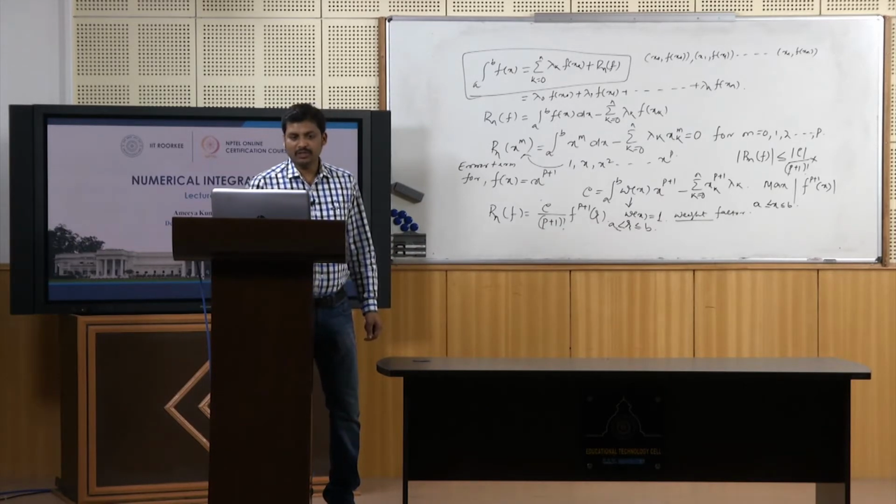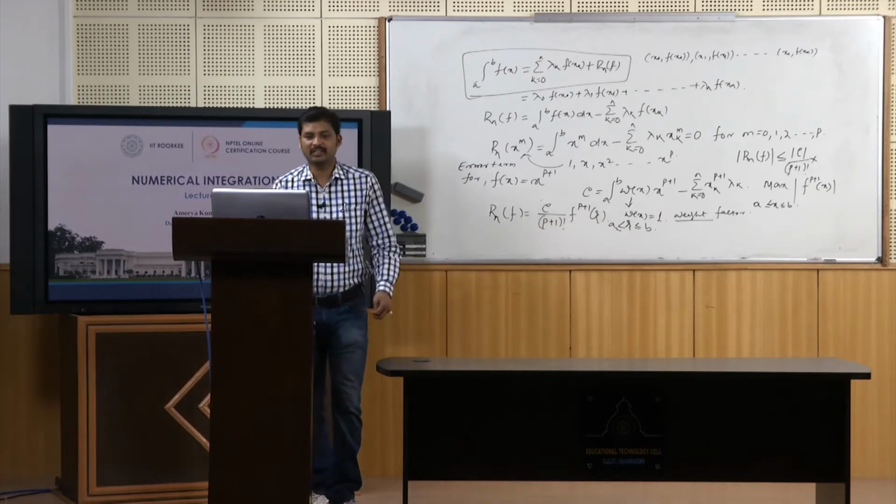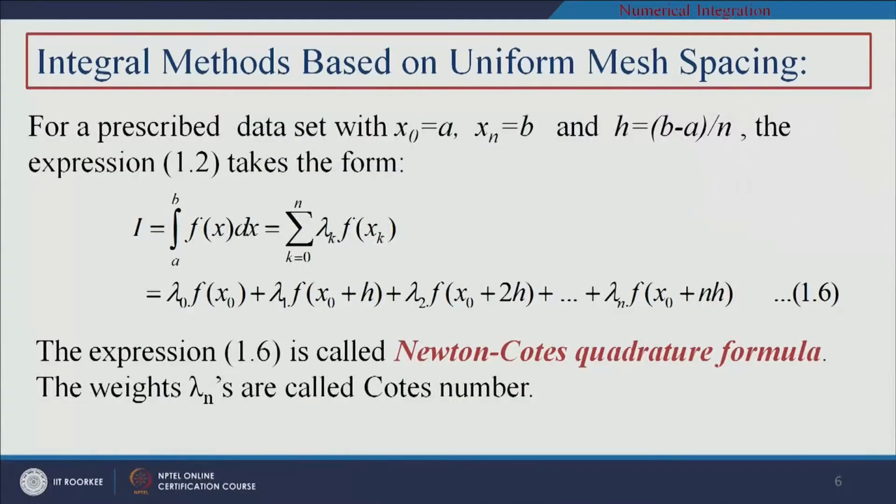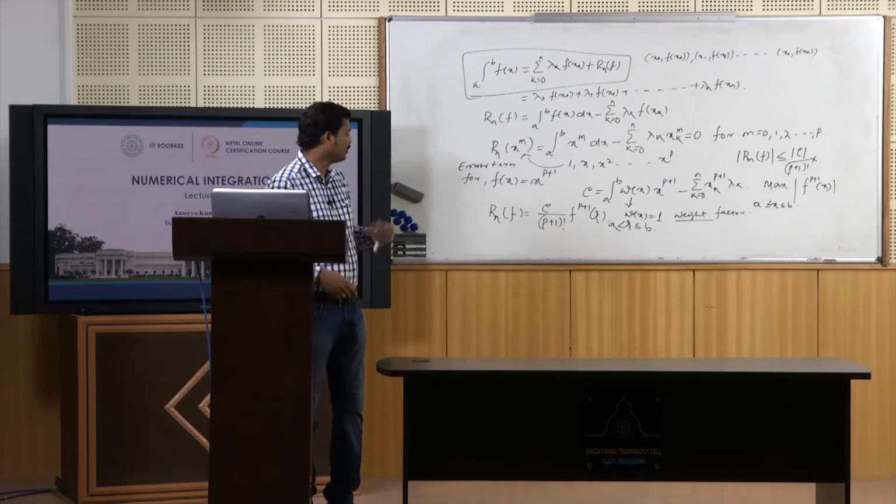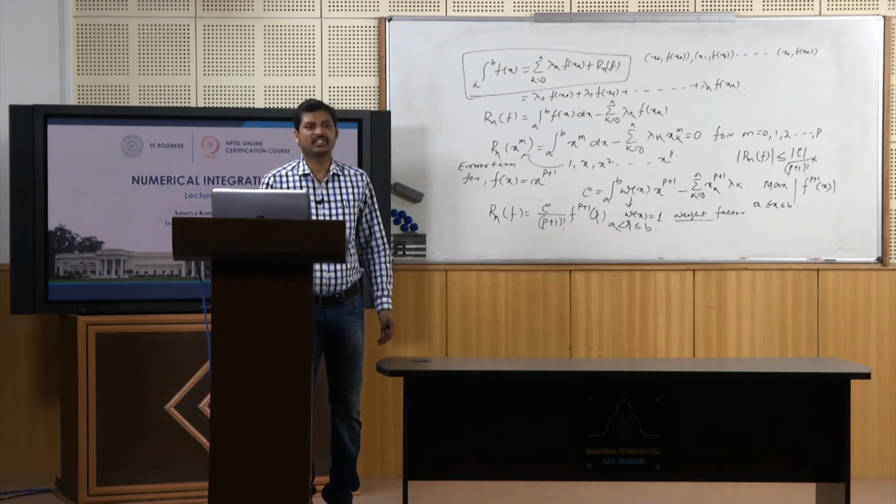So, then we will go for the integral methods based on uniform mesh spacing. Suppose you have tabular points like x0, x1 to xn here, and all points are equispaced. Then how we can evaluate this error using the quadrature formula, that we will discuss.